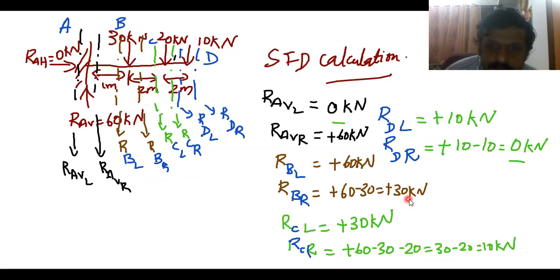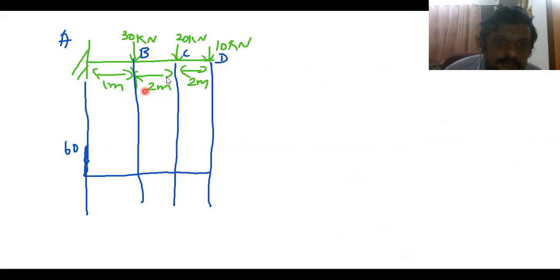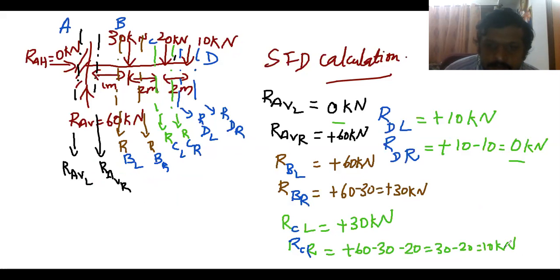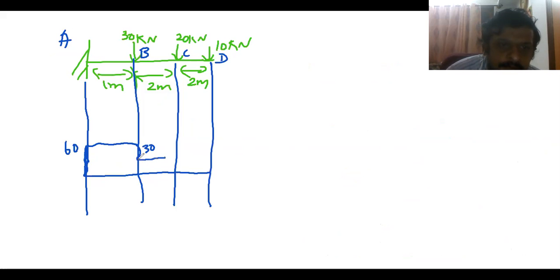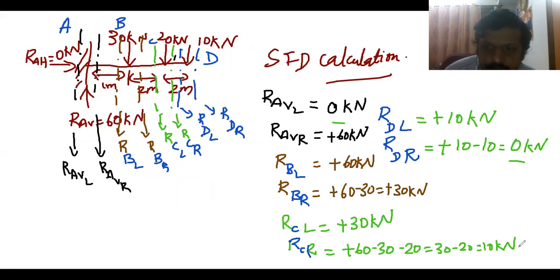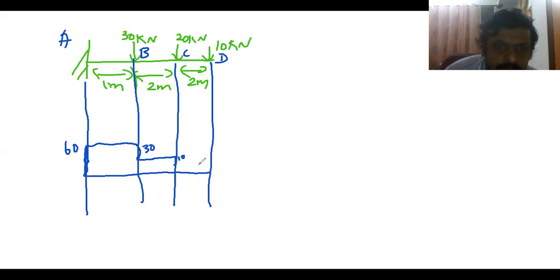Then at B, it will drop to 30. This 60 will be constant here, so at B it will come down to 30. Again, 30 at C, and it will drop to 10. Then 10 is constant until D, where it is 0.